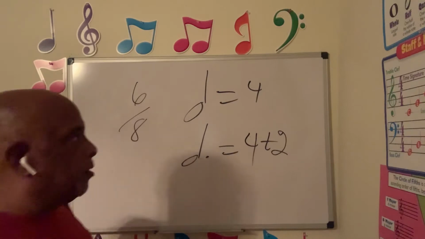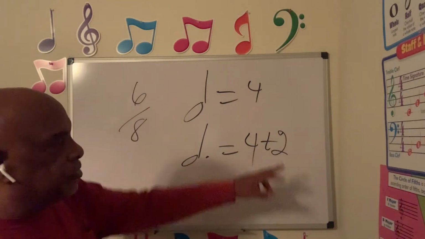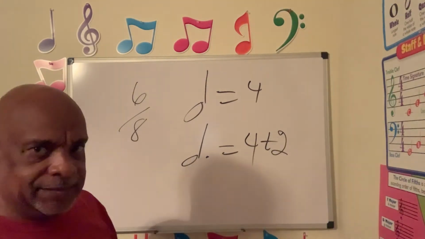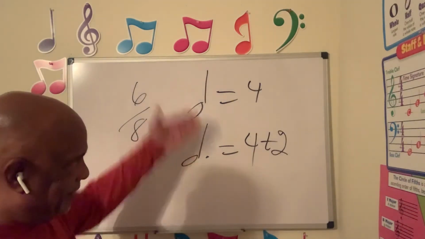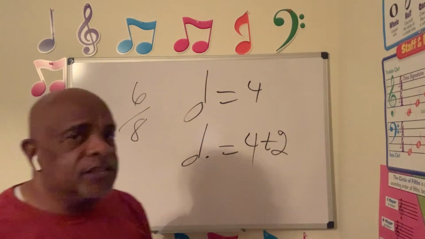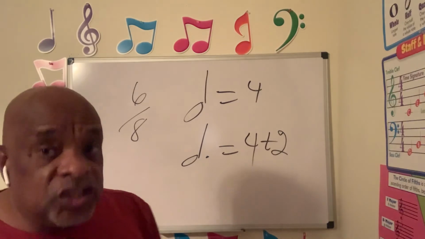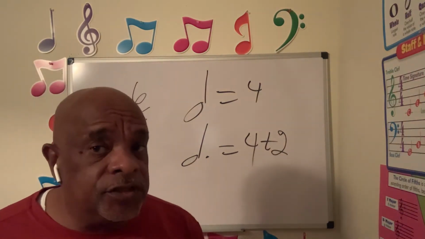That's going to be 4. So therefore, 4 plus 2 is what? 6. All right. That's in 6/8 time. That dot, the value of that dot does not change. It doesn't matter what the time signature is.